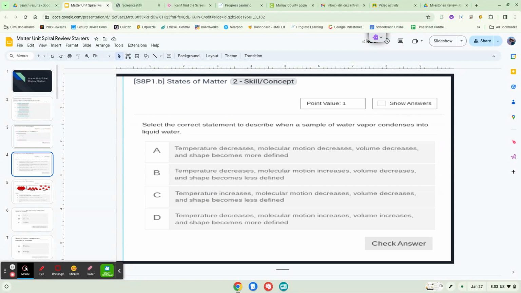Okay, this is question number one for Friday. It says, select the correct statement to describe when a sample of water vapor condenses into liquid water.